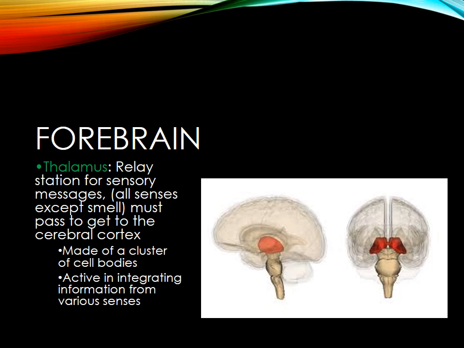Information will cross over at an area called the corpus callosum to share information back and forth. What you want to make sure you're aware of is that as information comes in, your thalamus is going to send it to the right cortex of the brain. And by right, I mean correct cortex of the brain. So it's a cluster of cell bodies, and it's active in integrating information.